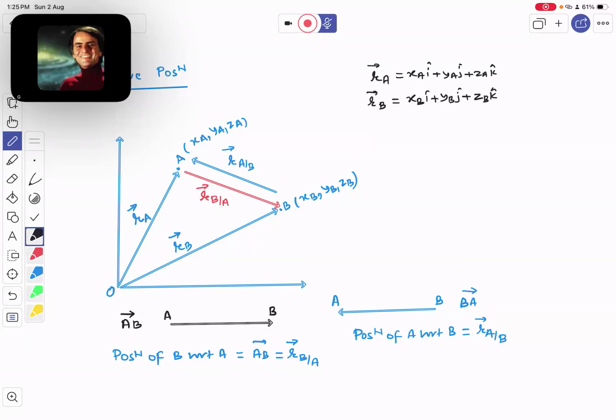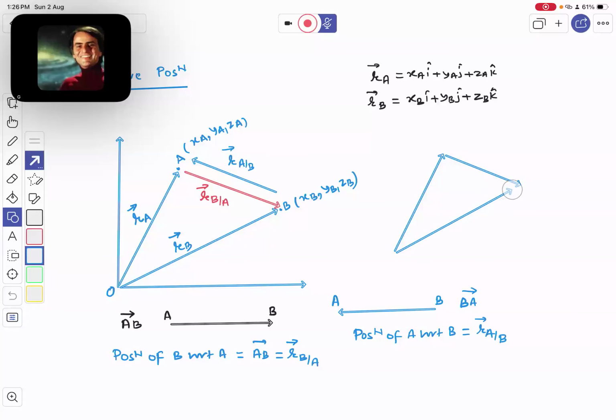Now the thing is, I want to know RB/A or RA/B. So maybe I will use the triangle law of vector addition. Whichever way you are comfortable applying that law, you apply in that manner. First, I'm drawing the figure here. This is OA, the position vector of the point A, and this is AB.